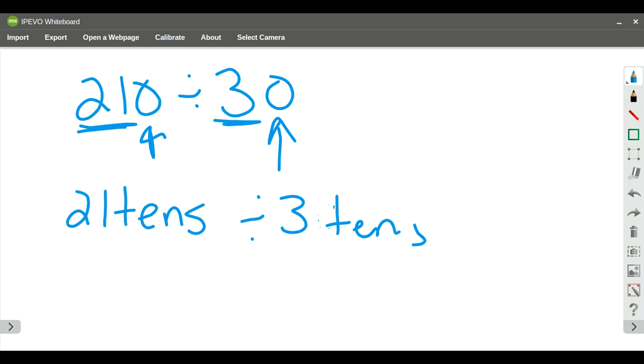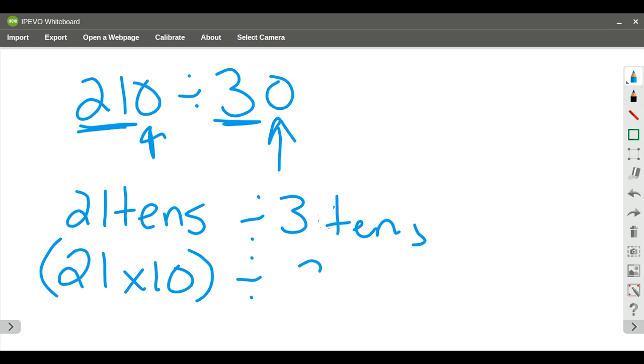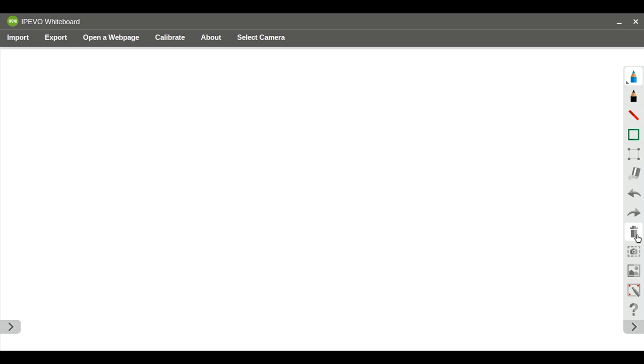Okay, so if I look at it a different way, I can think of this as 21 times 10 divided by 3 times 10. And that's how I can get my answer: 210 divided by 30 is the same as 21 tens divided by 3 tens. Okay, number 2. A jet carried 12,000 people in 40 trips. If the jet was full each trip, how many people did it carry for each trip?